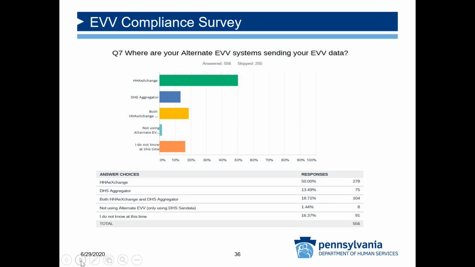And the last question we wanted to point out on the survey is, where are your alternate EVV systems sending your EVV data? And you'll see here that the vast majority are sending to the HHA Exchange, approximately 13% to the aggregator, almost 19% both HHA Exchange and the aggregator, and then a little less than approximately 1% not using alternate EVV or only using the DHS Sandata system, and then about 16% said they do not know at this time. And we are conducting outreach to those providers who identified that response to really follow up to see exactly what system you are using.